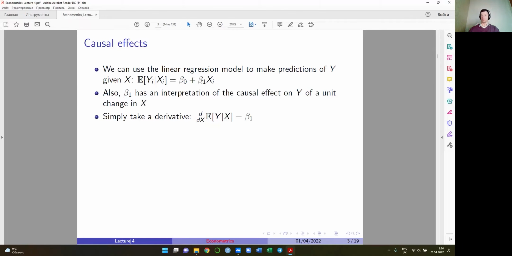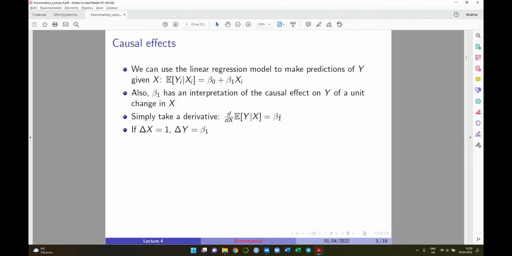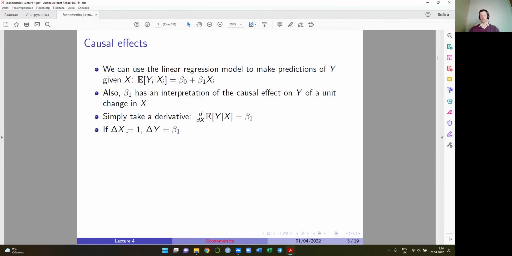So mathematically, what is the derivative? Derivative is the change in the dependent variable given a unit change in the independent variable, right? So if x changes by 1 unit, the conditional expectation of y changes by beta 1. So here, if delta x is 1, delta y on average, so basically delta of the expectation, must be beta 1.